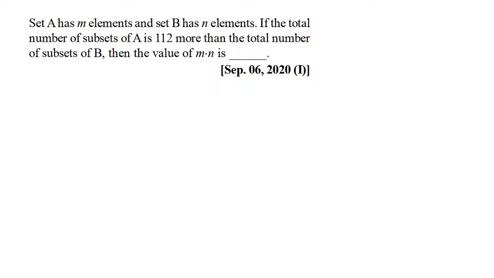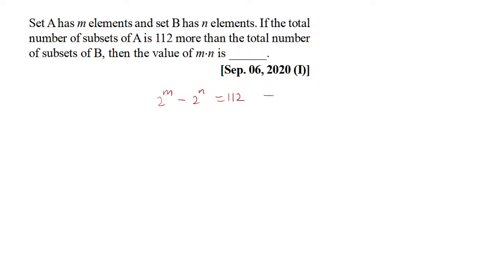So let's move ahead. I've given you some time to think. In case you are still thinking and trying, continue doing that. In case you're looking for a hint, you can see what I'm about to do. Yeah. So here, the number of subsets of A would be what? 2 to the power m. The number of subsets of B would be what? 2 to the power n. And it says number of subsets of A is 112 more than number of subsets of B.